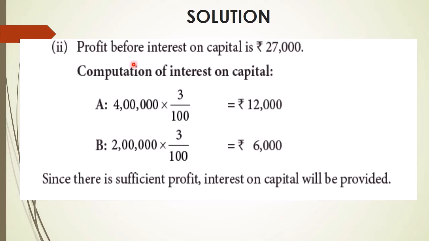So here profit before interest on capital is 27,000. Computation of interest on capital. With 3%, 3 by 100, we get 12,000 for A. For B it is 6,000. So let's add these two. When we add these two, we get 18,000. So 18,000 is less than 27,000. So this shows there is sufficient profit, so interest on capital will be provided.